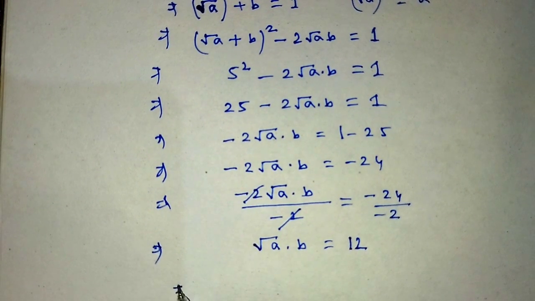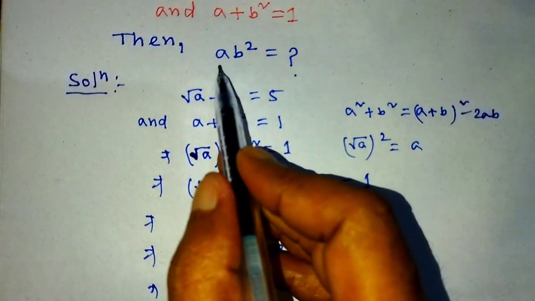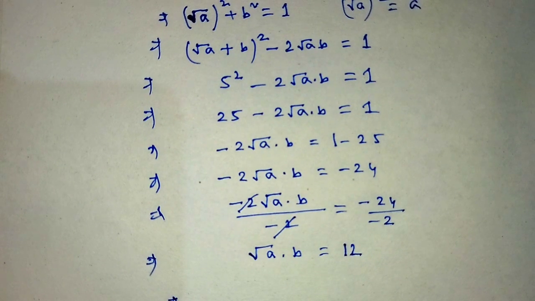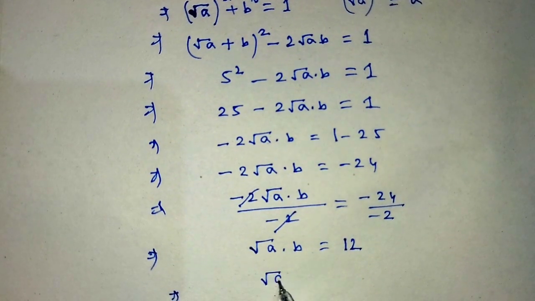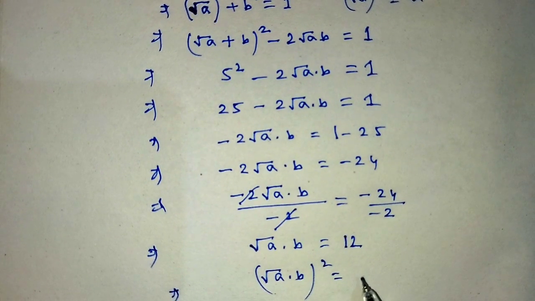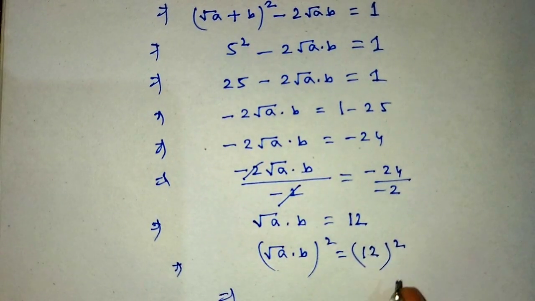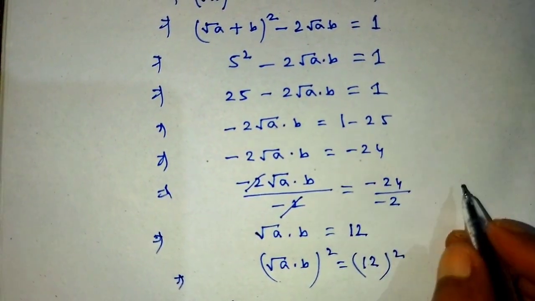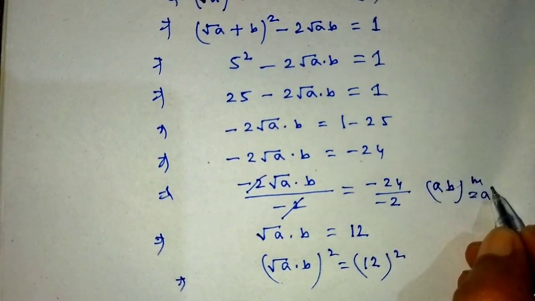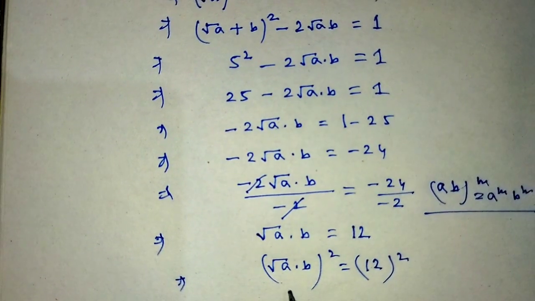So student, to find the value of ab square from this equation, we have to take the square on both sides. Okay, so on the left hand side we have to write root over of a into b whole square is equal to, on the right hand side we have to take the square. Okay, so we have to write in here 12 whole square. Okay, so student, after that we have to apply the formula a into b whole to the power m is equal to a to the power m into b to the power m. So this formula we have to apply on left hand side of this equation.